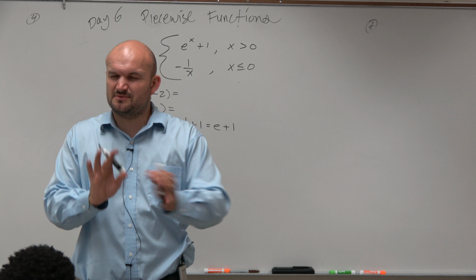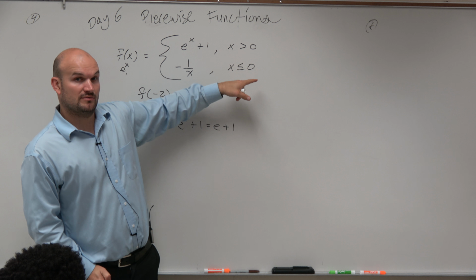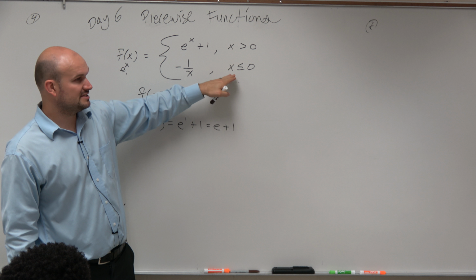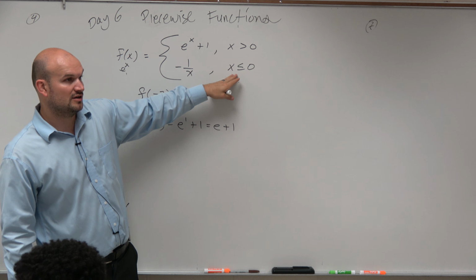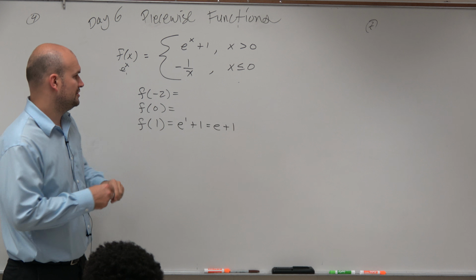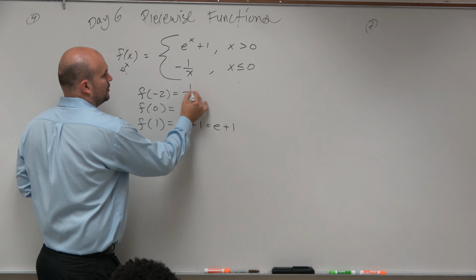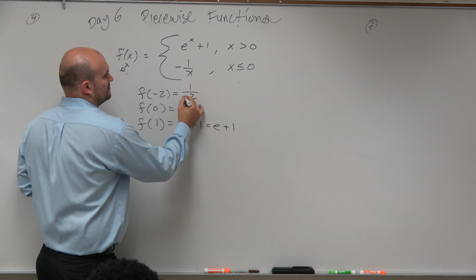However, f of negative 2, you got to look back at the domains of the 2. F of negative 2, obviously you use this function for all values that are less than or equal to 0. So you're just going to do 1 over negative 2. Oops, sorry. Negative 1 over negative 2, which is equal to positive one half.